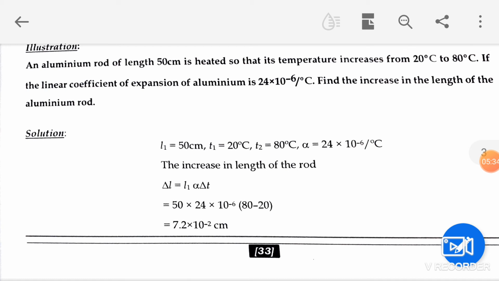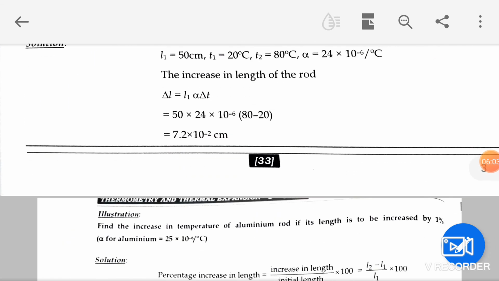So this is the formula, and these are all the values given. The formula is delta L is equal to L alpha delta T. So you can put in all the values. Length is given as 50 centimeter, alpha is given as 24 into 10 to the power minus 6 per degree centigrade, and delta T is 80 minus 20. So you will get the value 7.2 into 10 to the power minus 2 centimeter. That is the change in length, the increase in length of the aluminum rod.